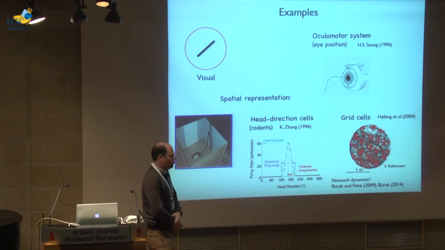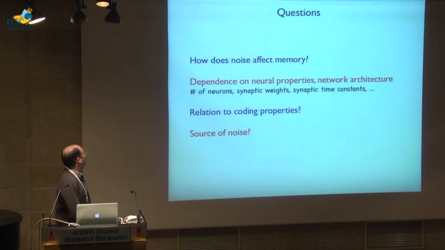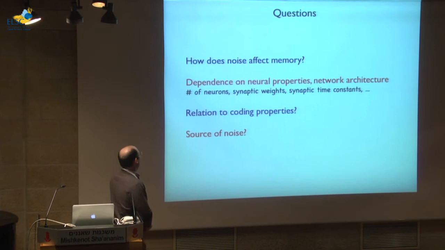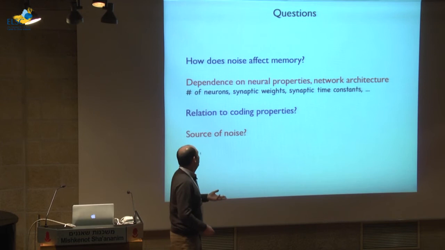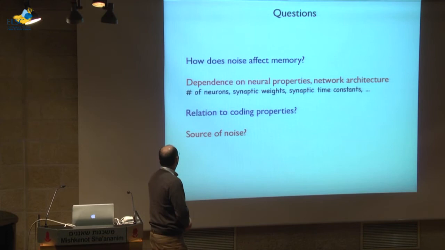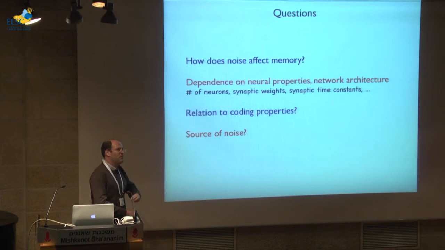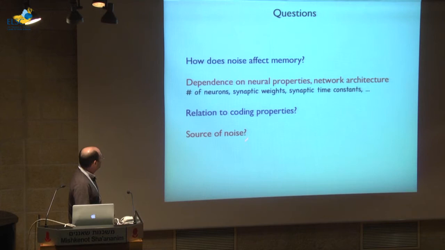So the kinds of questions that I'll be interested in are how noise affects short-term memory of continuous variables, and how this depends on various properties of the single neurons, like the synaptic time constant, the connectivity of the network, and the number of neurons. I'll argue that there's a relationship between the performance of the network in the presence of noise and the coding properties of the network, and in the end, I'll also touch on a question related to the source of the noise in these kinds of networks.